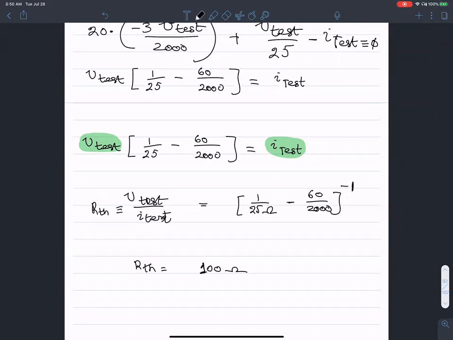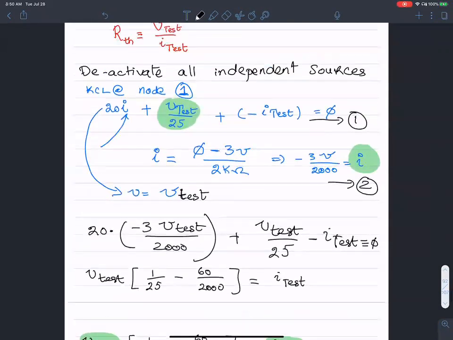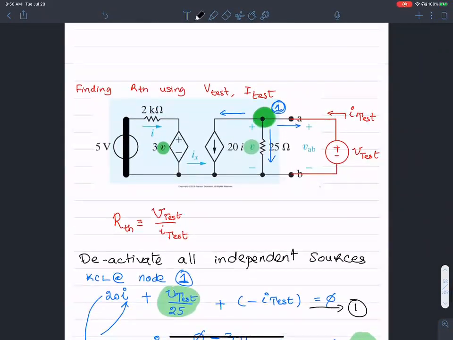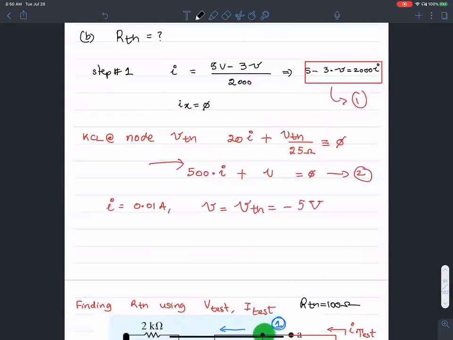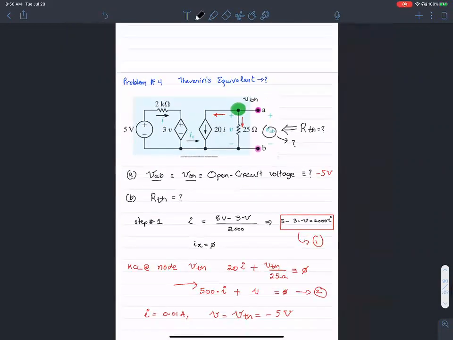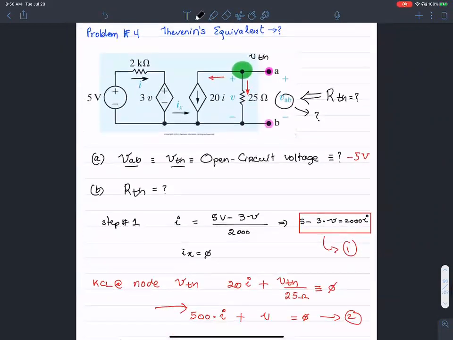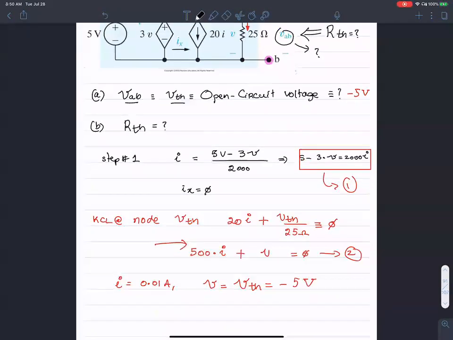Let me go back and review what I did. Okay, finding R Thevenin using R test, we found R Thevenin to be 100 ohms. So what I did was, if you have a bunch of dependent sources, finding the Thevenin voltage, V Thevenin, is still the same. You apply KCL at a node of interest, you set up the constraint equation, and then you get a value for V Thevenin to be negative 5 volts.